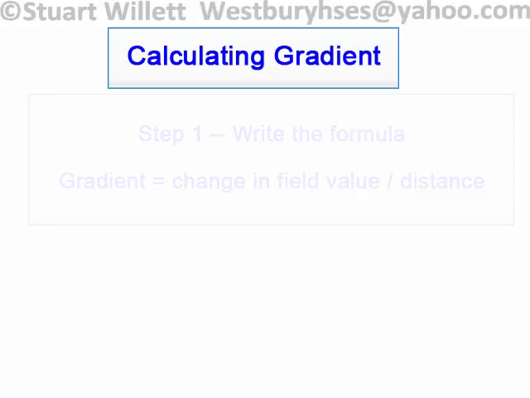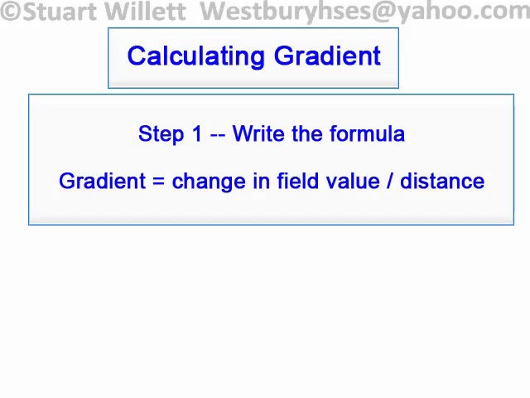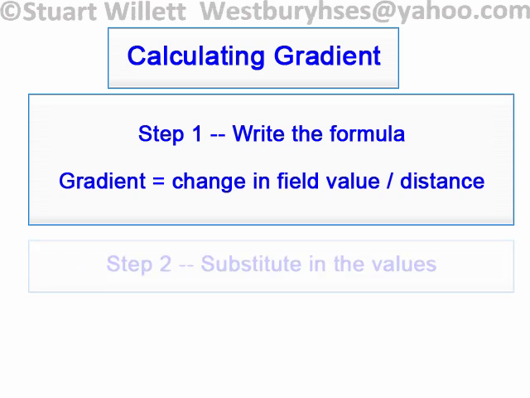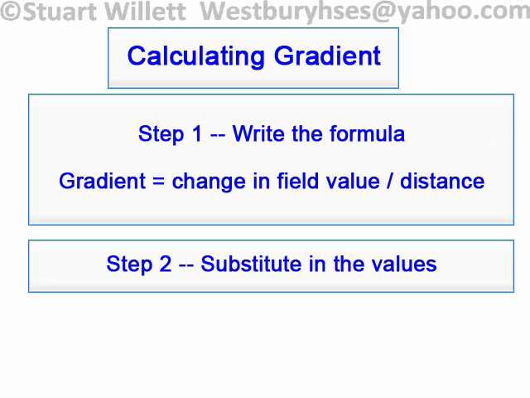Calculating gradient. Step 1. Write the formula, which is gradient equals the change in field value divided by the distance. If you forget the formula, it's on page 1 of your Earth Science reference table. Step 2. Substitute in the values for the equation. So you have the values for your field value, you have your values for the distance.